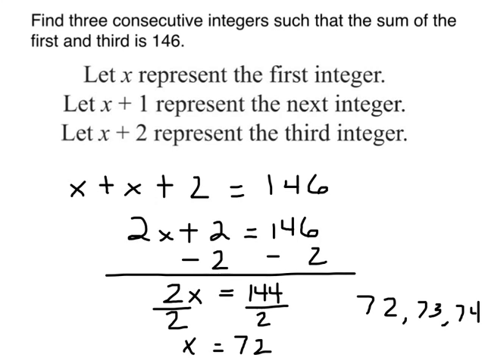So if x is 72, then the next consecutive integer would be 73 and then 74. And that is going to be how we work these problems. Really, really simple.